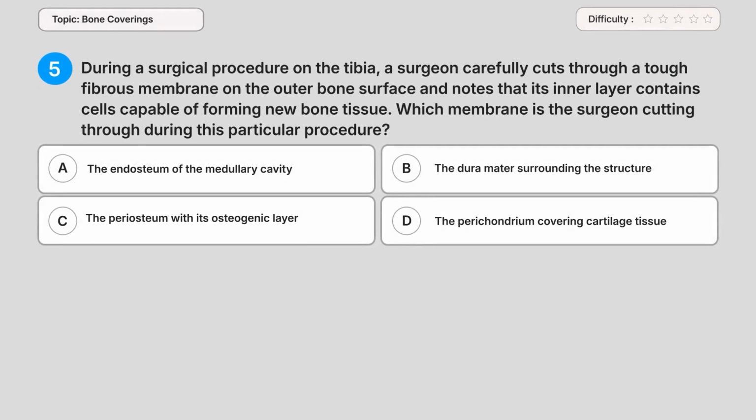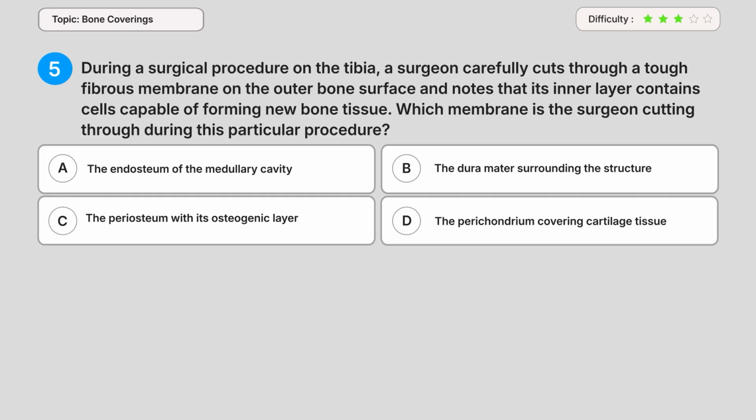5. During a surgical procedure on the tibia, a surgeon carefully cuts through a tough fibrous membrane on the outer bone surface and notes that its inner layer contains cells capable of forming new bone tissue. Which membrane is the surgeon cutting through during this particular procedure?